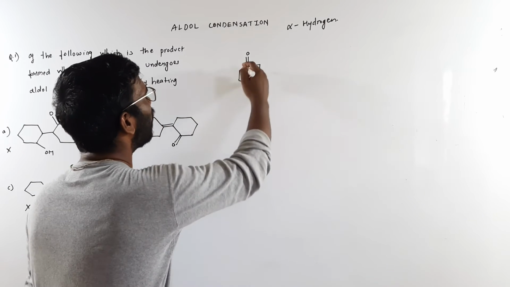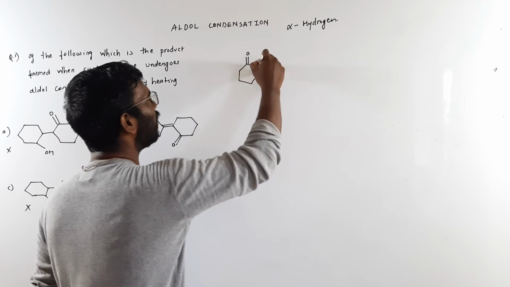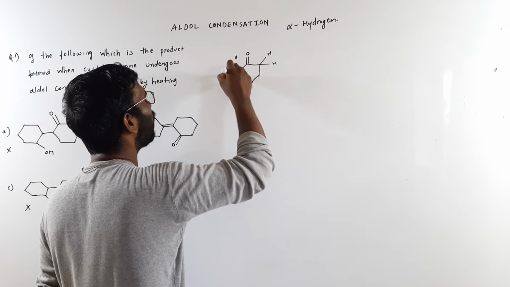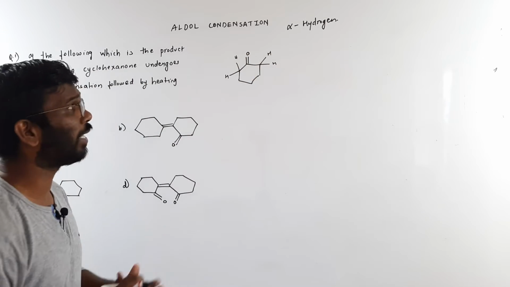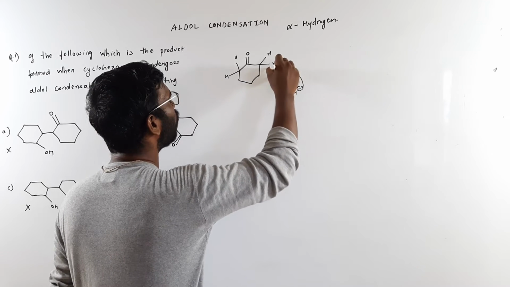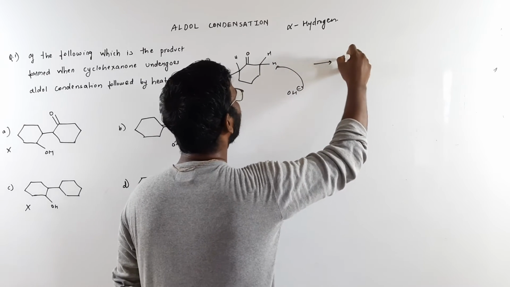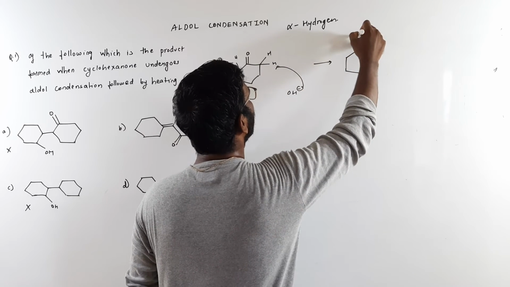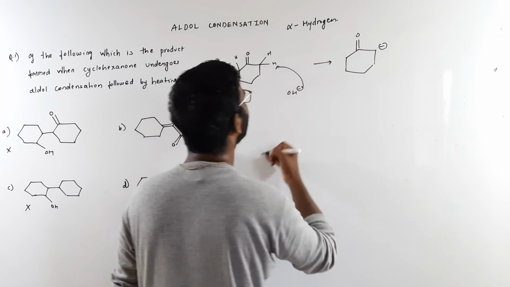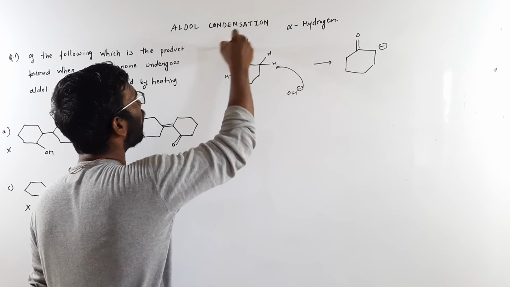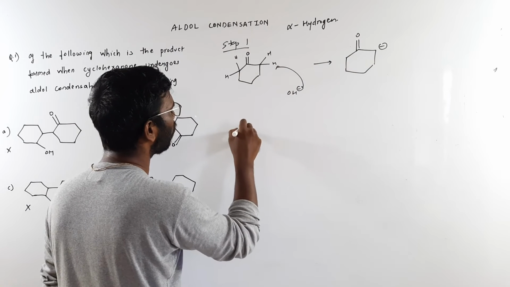So over here, this is a very symmetric compound, and these are the alpha hydrogens connected to it. You can remove any of the alpha hydrogens, right? So OH minus is going to remove one of the hydrogens, and you are going to get a nucleophile. This will be your nucleophile. So this is step one which I am doing, generation of the nucleophile.